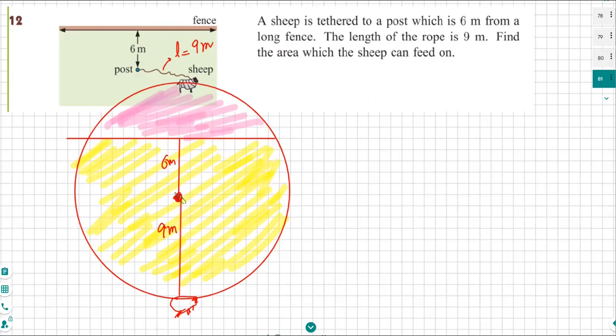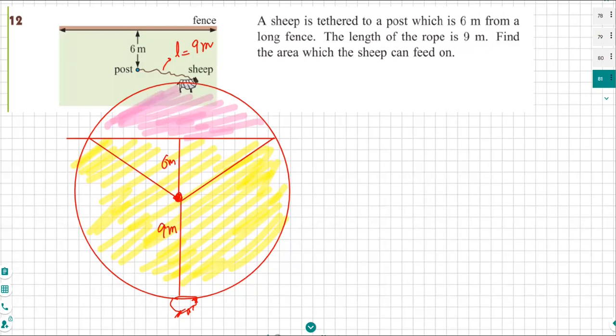Okay. I'm just joining the center with these 2 points. So we have a triangle. And what about this? This is a sector. So if we find the area of this triangle and the area of this sector, we can add them to find the total area that is bounded by the yellow color, right?